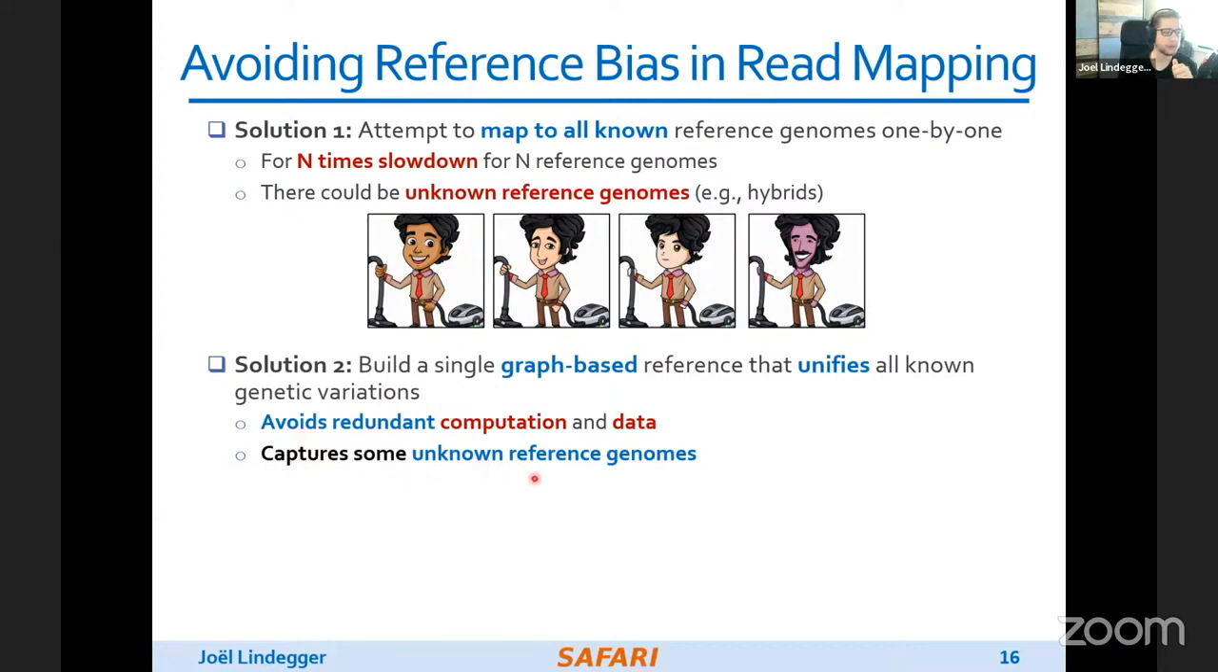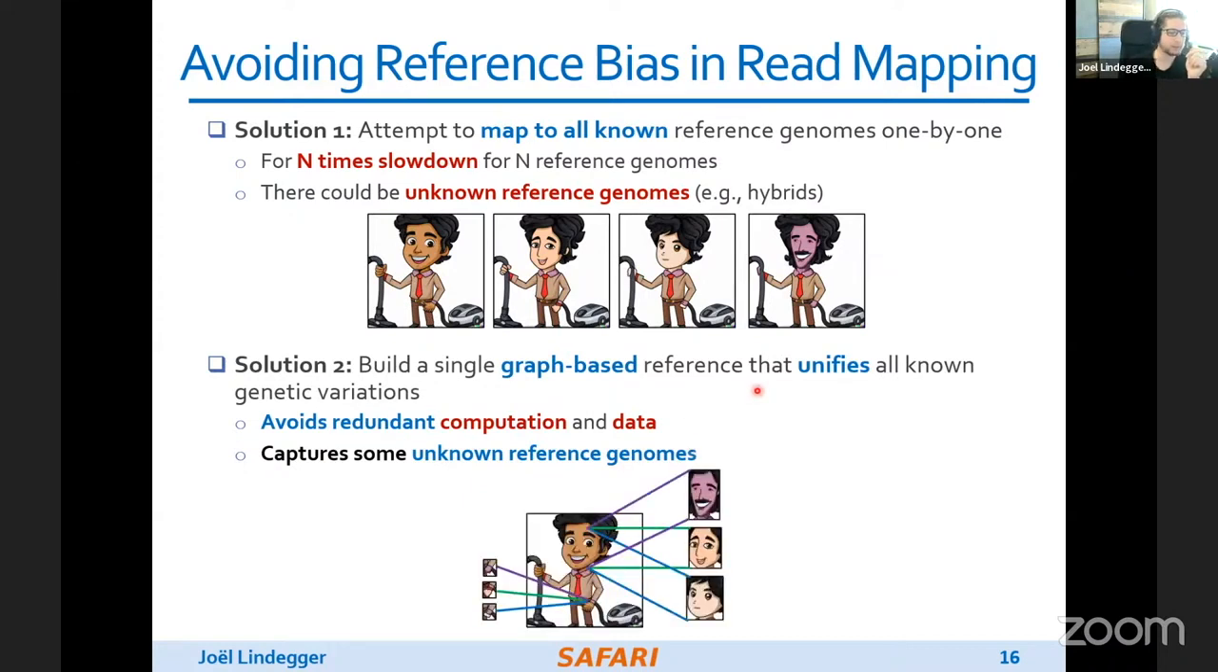And the second cool thing about graph-based references is it even captures unknown genomes. So how can that look? Suppose you have this reference graph now. This is the graph you would construct from these 4 reference genomes. Essentially you have your baseline graph. Of course, in a graph there's really no baseline image, but for visualization purposes here, we have our baseline image, and then we store only whatever is different from the baseline image.